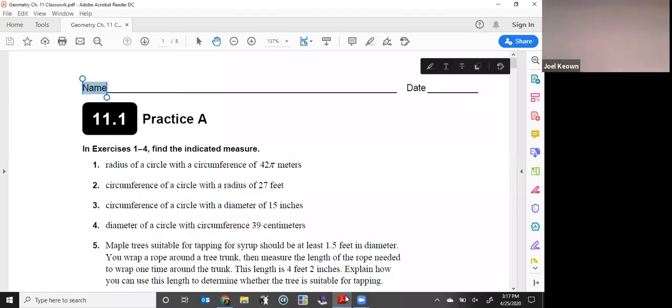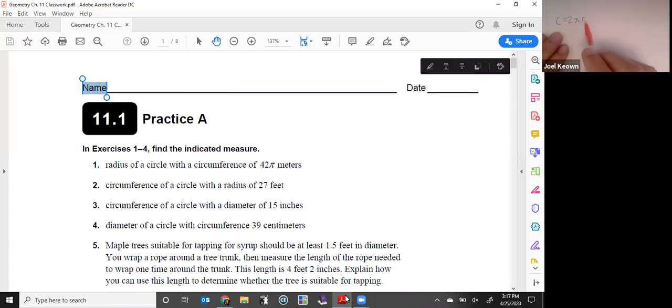Hey guys, so we're starting 11.1. We're going to deal with some circumference and some arc lengths. And to do this, we need some formulas. So these hopefully won't be new, at least not circumference. We need to know that the formula for circumference is 2 times pi times the radius of the circle.